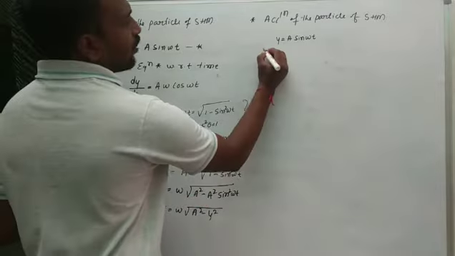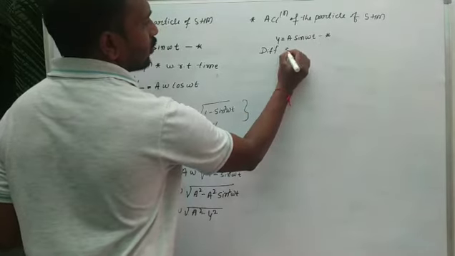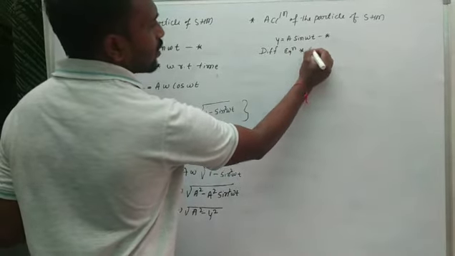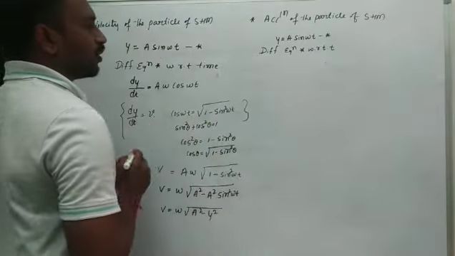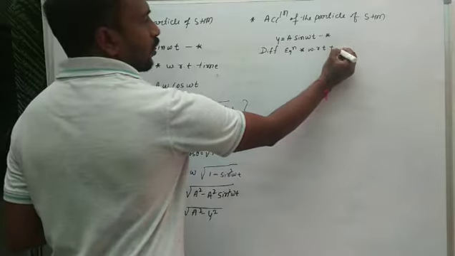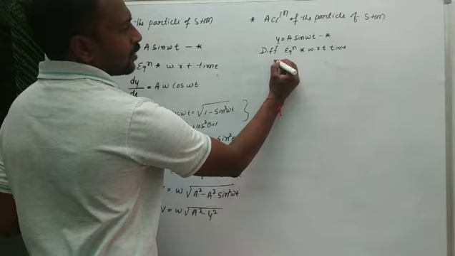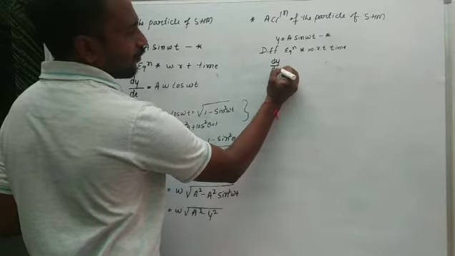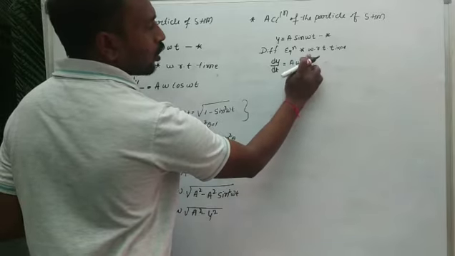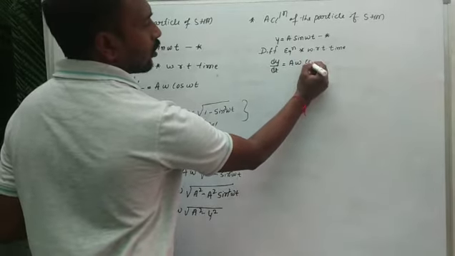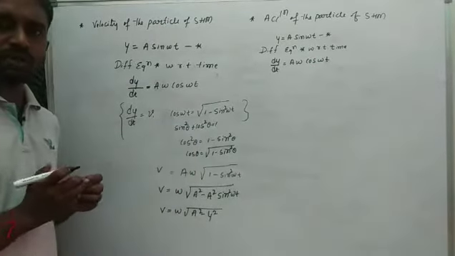So for this reason, differentiate equation star with respect to time t, then we get the velocity. So dy by dt is equal to a omega cos omega t. Okay, so here we get the velocity of the particle.